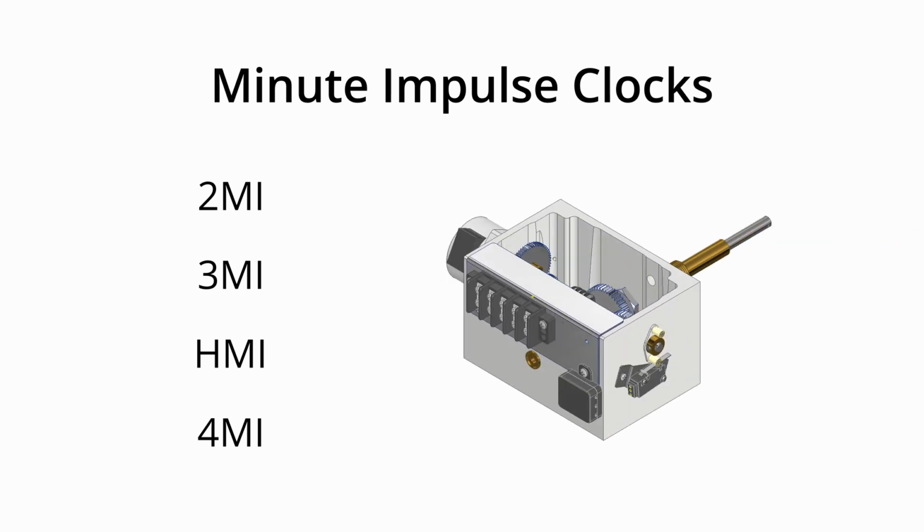Impulse clocks include clocks such as our 2MI, 3MI, HMI, and 4MI. On impulse clocks, the hands move in a ticking motion where the hands are stopped at each minute and then quickly move to the next minute. When looking at an impulse mechanism, you can remove the cover of the enclosure and you will see a micro switch attached to the side of the mechanism.